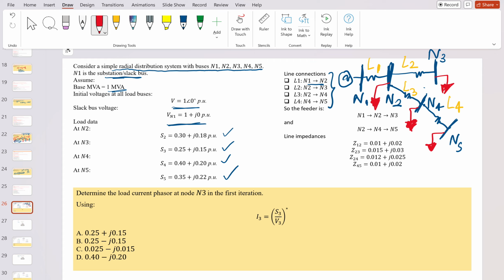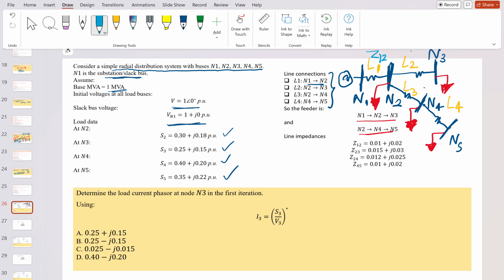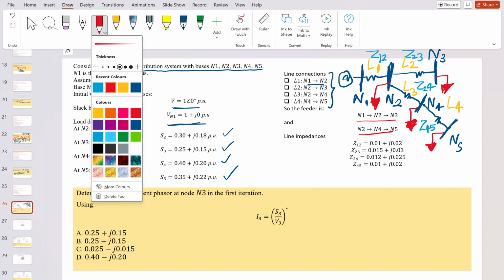Okay, so these are all the loads which are connected. And also the feeder has nodes N1, N2, N3, and there will be N2, N4, and N5. And all the impedances are also given. If I write it down, this is Z12 in between, this is Z23, this is Z24, and this is Z45. Okay, so this is the overall distribution network which is given.